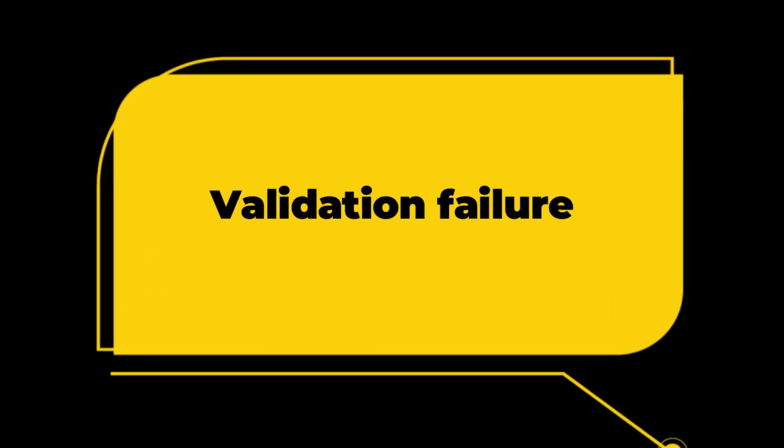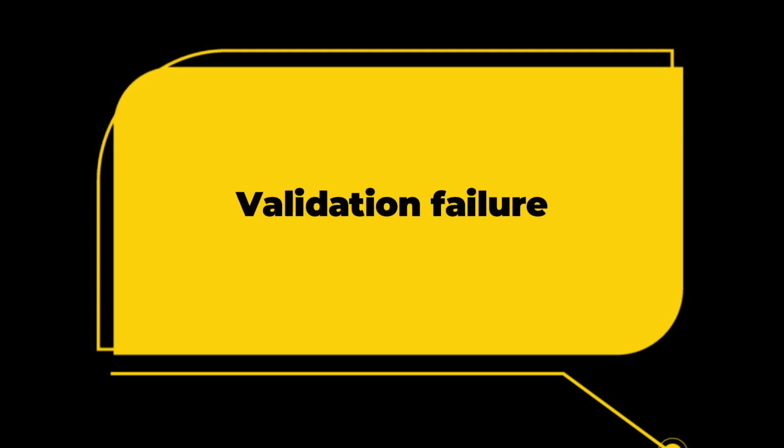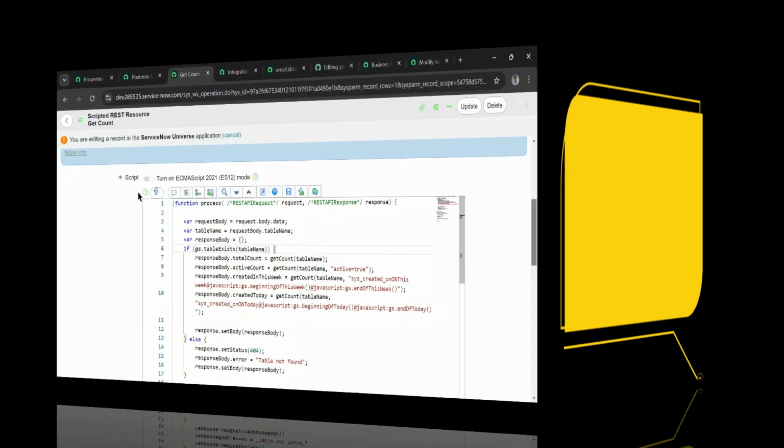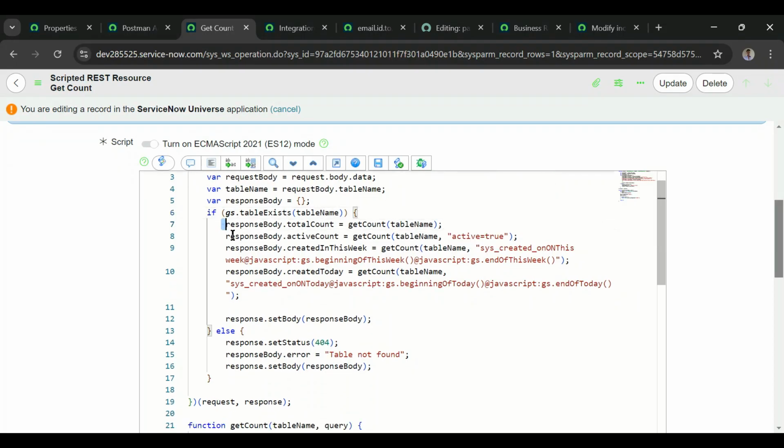Now the next mistake is the validation failures. We'll see the validation failures in our example from the inbound integrations. Here in our get count example, we have added the validation. If the table exists, then send the response body. If the table does not exist, then send the error message. So if we don't have this validation, for example, let me just remove this.